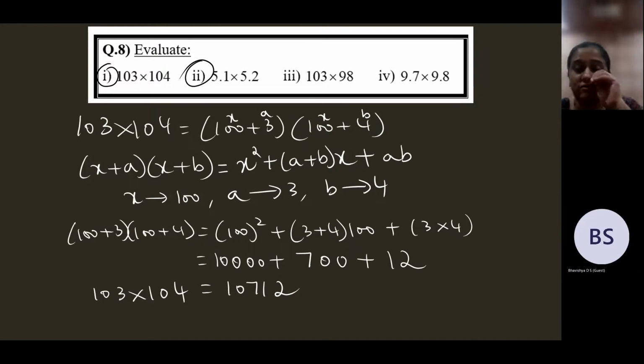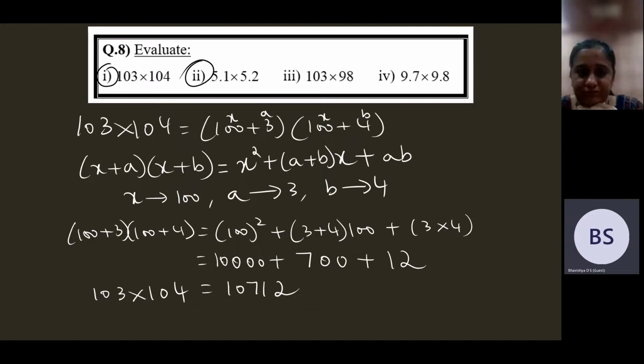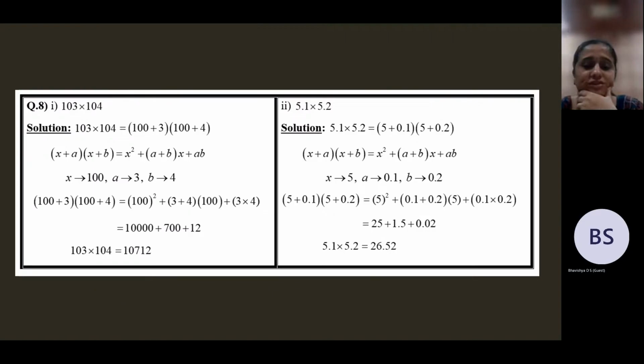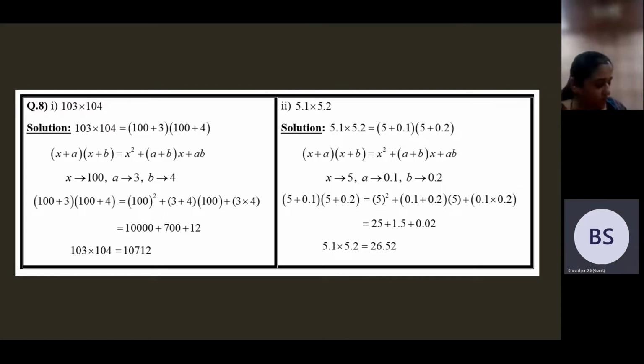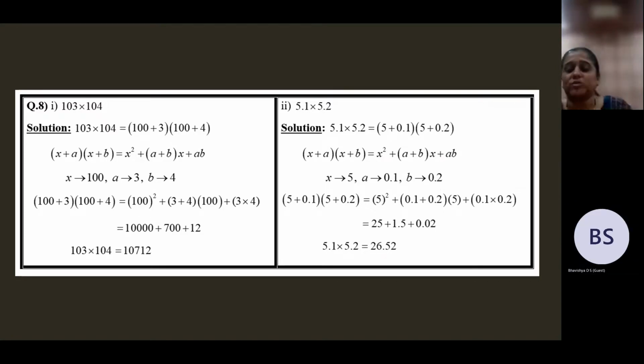Yes, yes, Bhavishya. You tried the second one, is it? Yes, ma'am. What's the answer? 26.52, ma'am. 26.52. Perfect. Please, can you take a photo of your answer and put it on WhatsApp now, Bhavishya? Yes, ma'am. Okay, do that.